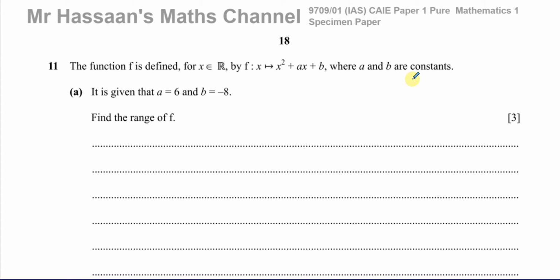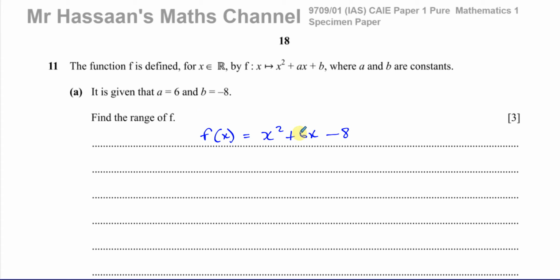Now, for part A, they've told us what a and b are. They've told us that a is 6 and b is negative 8. So our function, which can be written in this form, f of x, instead of f colon x arrow, you can say f of x equals, is going to be x squared plus, now a is equal to 6, so plus 6x, and b is negative 8, so minus 8. So this is the function in part A, with the values of a and b as given in the question.